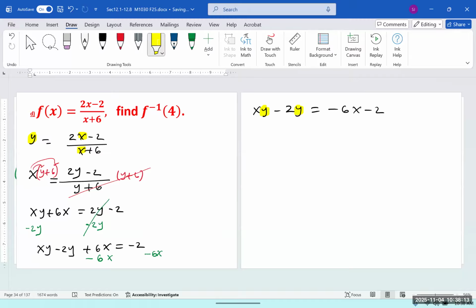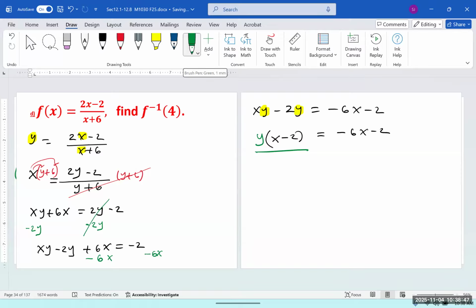There is a concept that starts with F and ends with R. What's that word? Good job. Factor. You have to factor out the y. When you factor the y out, what do you get? Y times x minus 2 equals negative 6x minus 2. And now do you know how to get the y alone? What do you do? Divide by what?